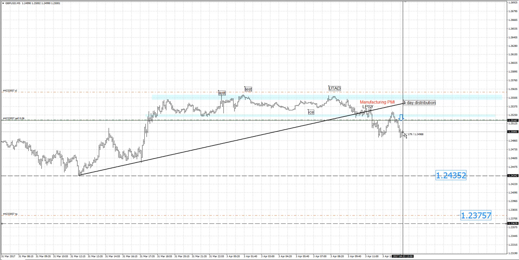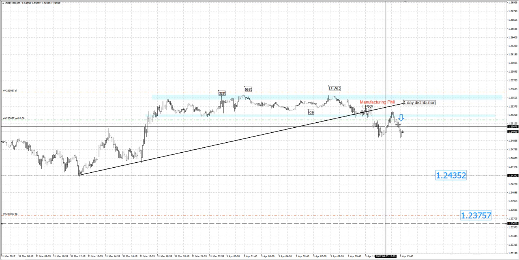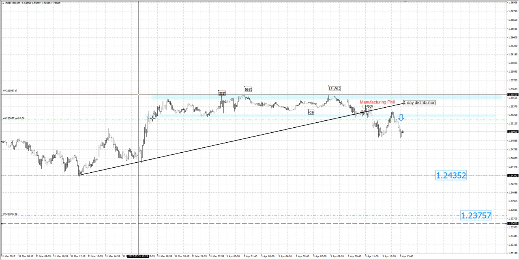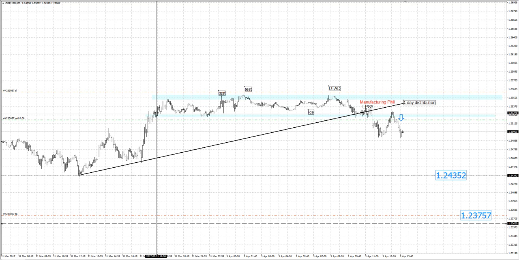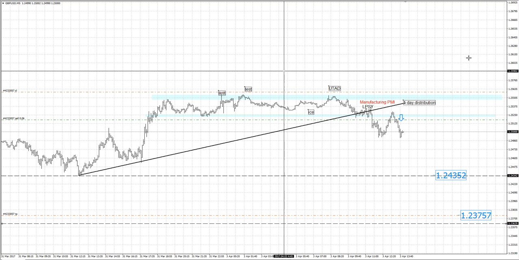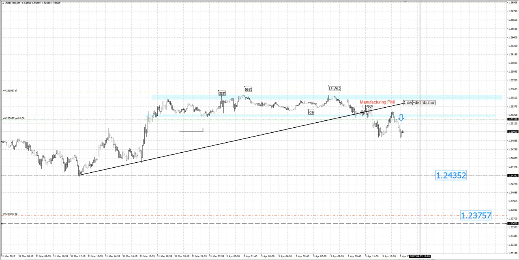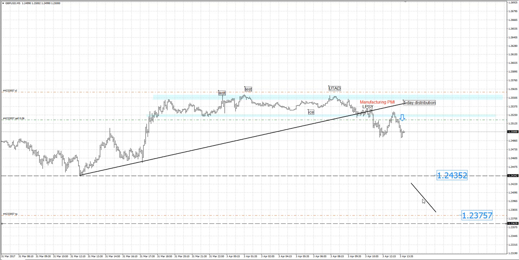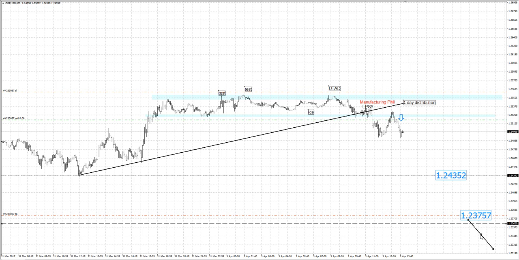I'm in plus right now, about 16, 17 pips. Anyway, as I said, this is a potential one-day distribution on the market, since it is about 17 or 18 hours that price has been trying to distribute from this point here. Okay, so we have some targets here. My original, main target is near 1.2375.